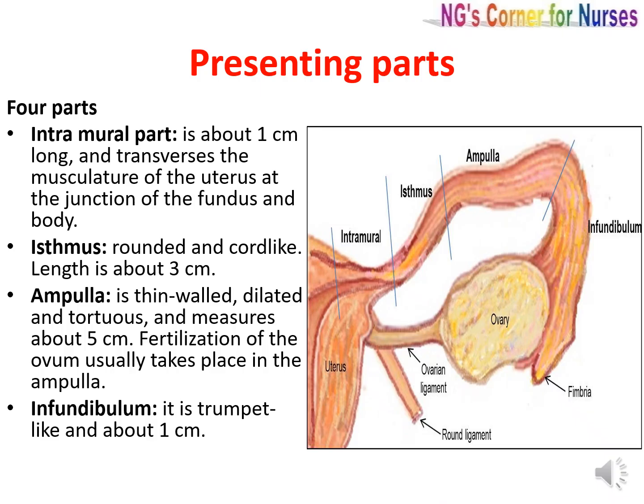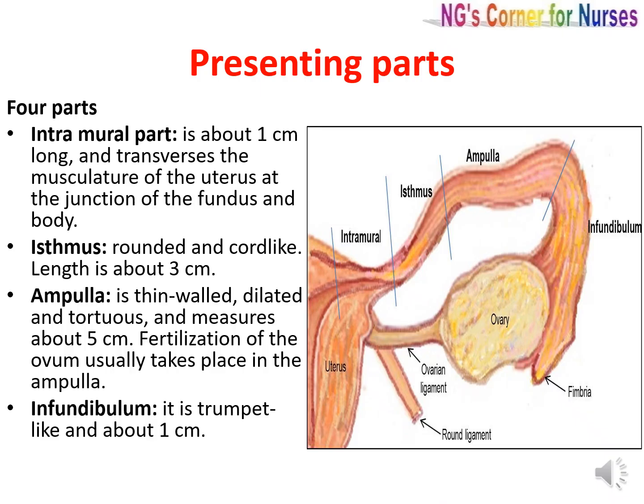Next, coming to the parts of the uterine tube. There are 4 parts in the uterine tube: intramural part, isthmus, ampulla and infundibulum. First is the intramural part. It is about 1 cm long and traverses the musculature of the uterus at the junction of the fundus and the body. You can see in the picture the parts of the uterine tube.